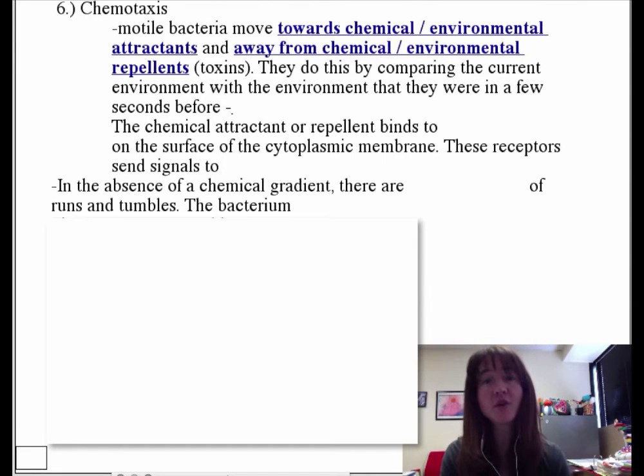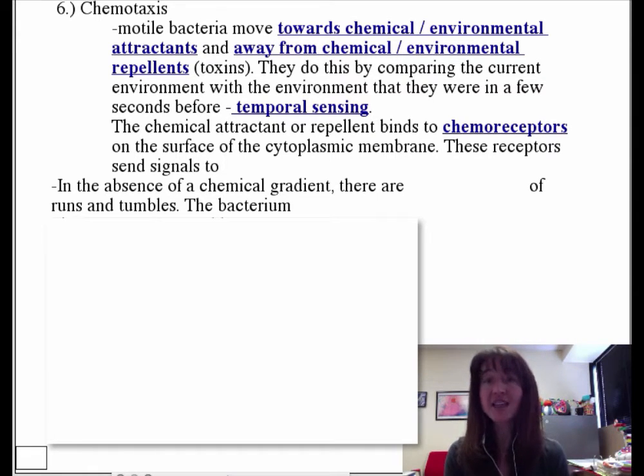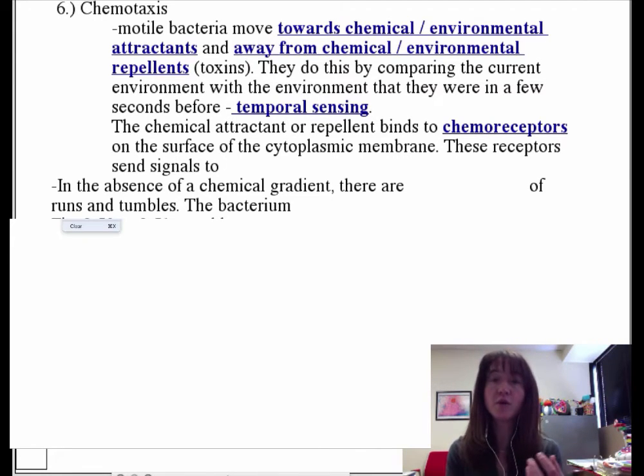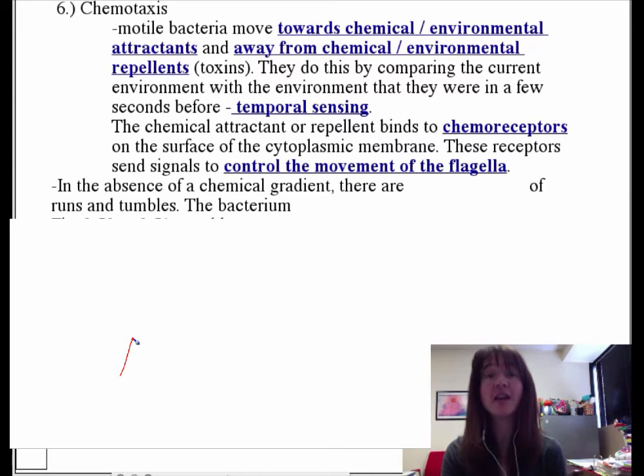So bacteria move towards a chemical or environmental attractant and away from a chemical or environmental repellent using chemotaxis and temporal sensing. That is, comparing the environment that they were in moments ago to the environment they are now in. So the chemical attractant or repellent enacts this change by binding to a transmembrane or integral membrane protein called a chemoreceptor. Once that chemoreceptor is bound, it sends an internal signal that leads to the rotation either in a clockwise or counterclockwise way. So chemoreceptors affect the direction of rotation of the propeller-like flagella. So they control the movement of the flagella.